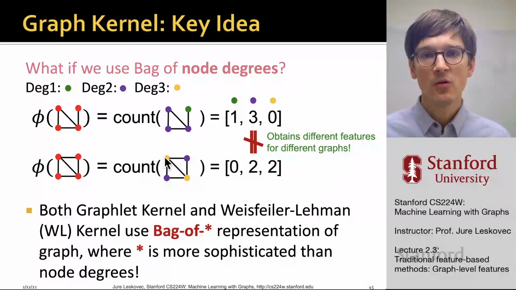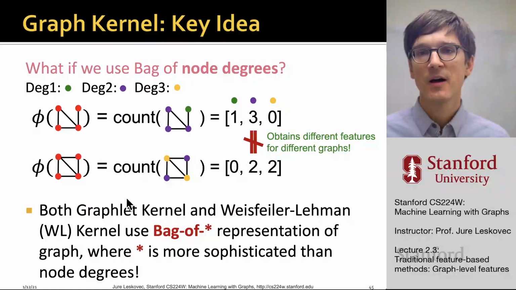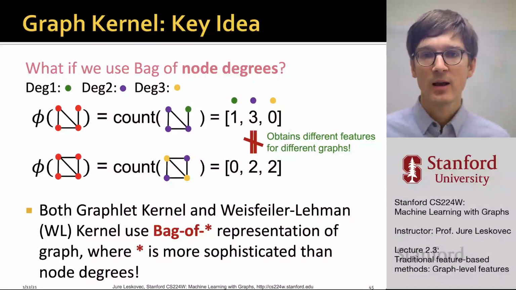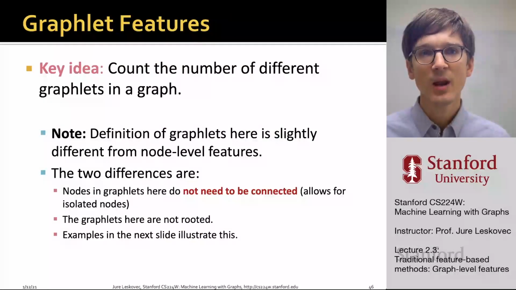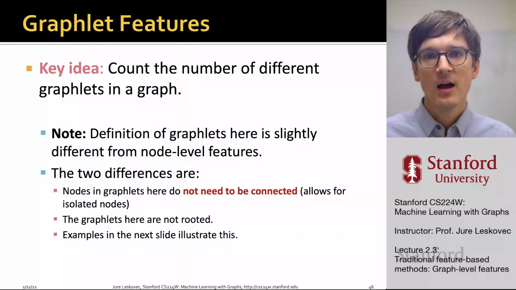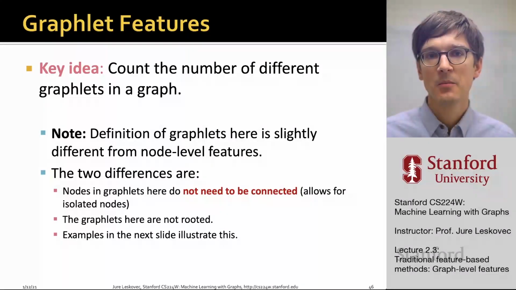And now both the Graphlet kernel as well as the Weisfeiler-Lehman kernel use this idea of a bag-of-something representation of a graph, where this something is more sophisticated than node degree. So let's first talk about the Graphlet kernel. The idea is that we want to represent the graph as a count of the number of different graphlets in the graph. Here I want to make an important point.